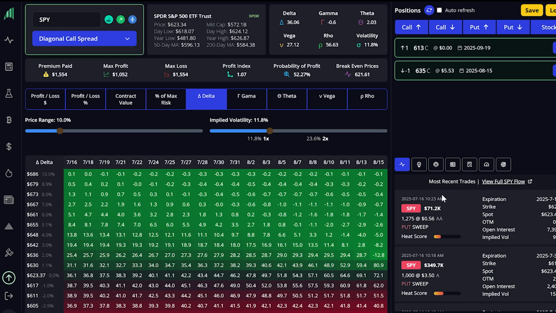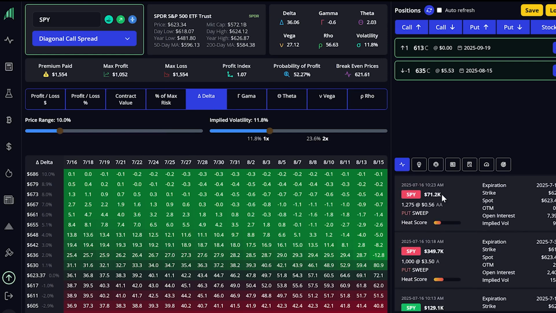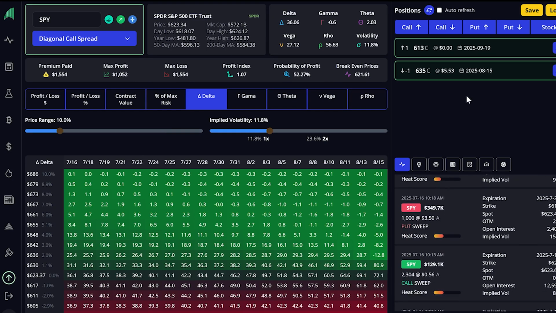There's also more information about other trades around this ticker, and these are again from the unusual options order flow feed. So it's really nice to build a strategy, have context for that strategy, and be able to adjust things like implied volatility if you think it's going to be different than what it is right now.